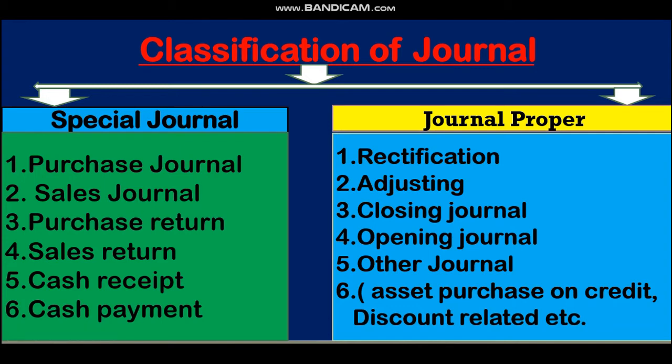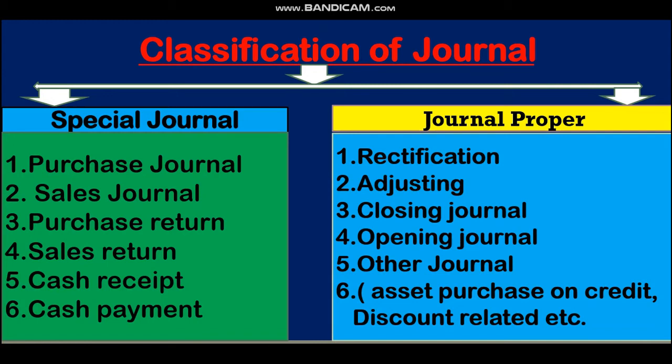Dear student, purchase return, to return goods. If you purchase goods and any defective goods are there, that will be recorded here. Then sales return, if we sell goods and they are returned, that is the sales return journal. Cash receipt journal is when we receive cash money, that will be recorded in the cash receipt journal. And cash payment journal, if you paid cash money, that will be recorded in the cash payment journal.